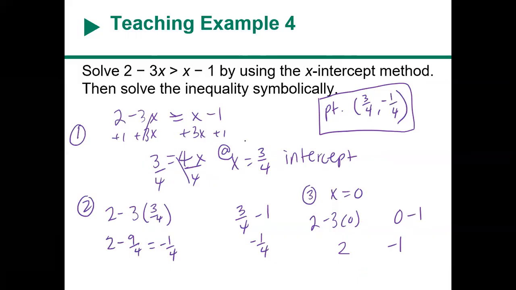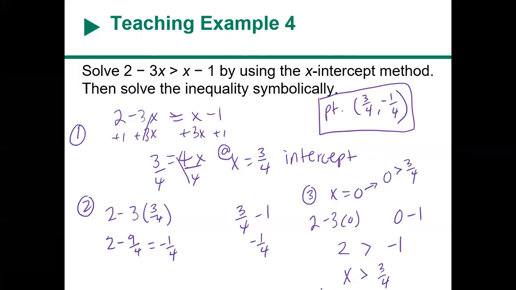And I'm looking for when it is greater than. And if I test it at 0, it's greater here, right? So therefore, the answer would be when x is greater than 3/4. And why is it greater than 3/4? Because 0 is greater than 3/4.